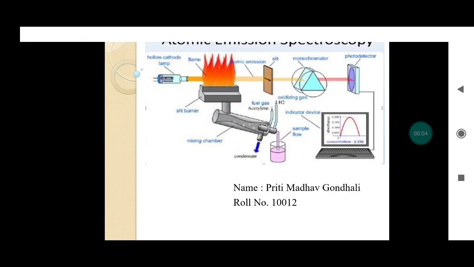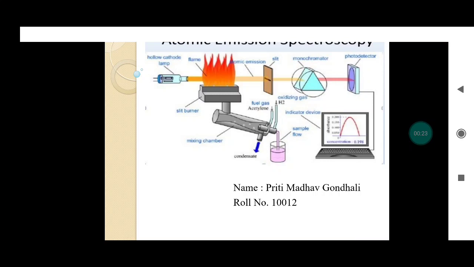My presentation topic is Instrumentation of Atomic Emission Spectroscopy. First of all, let us define spectroscopy. Spectroscopy is the interaction of matter and electromagnetic radiation. Then, the definition of atomic emission spectroscopy.